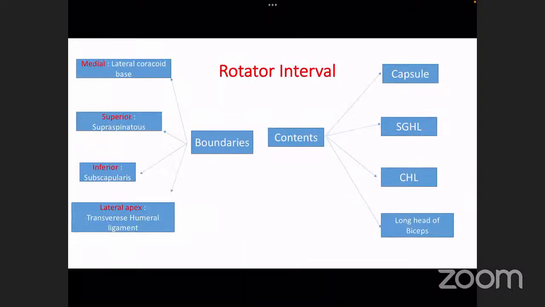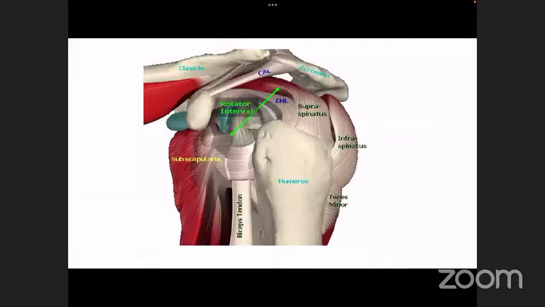Rotator interval, as you know, is a common question, especially for second year residents, regarding the anatomy. The contents are the capsule, the superior glenohumeral ligament, the coracohumeral ligament, and the long head of the biceps. The boundaries are medially the coracoid base, superiorly the supraspinatus, inferiorly the subscapularis, and laterally the transverse humeral ligament. And this is the rotator interval, as we mentioned.